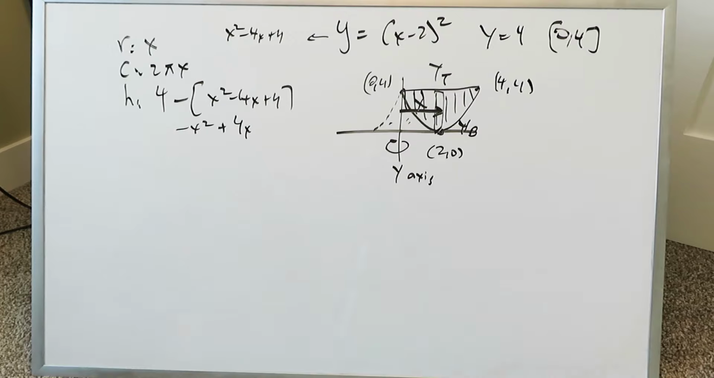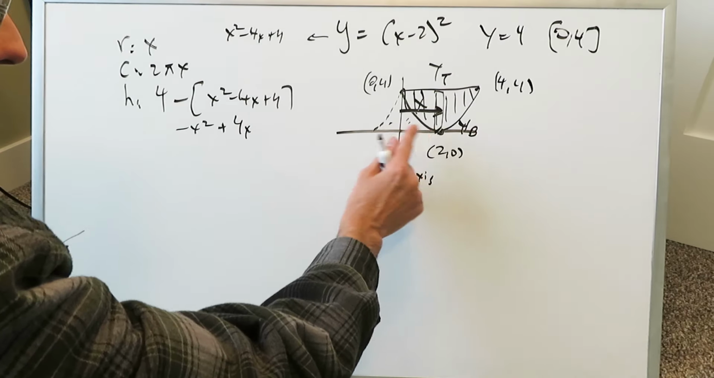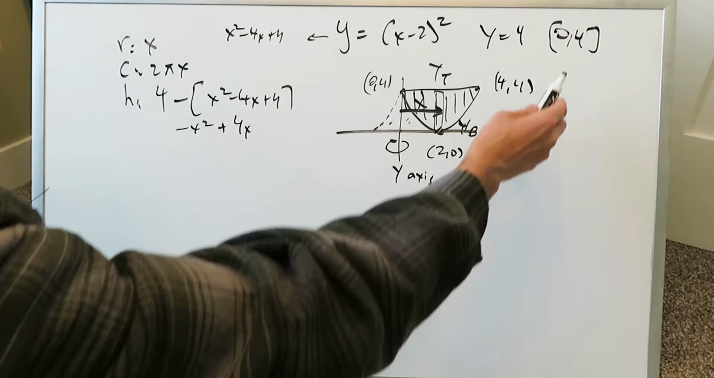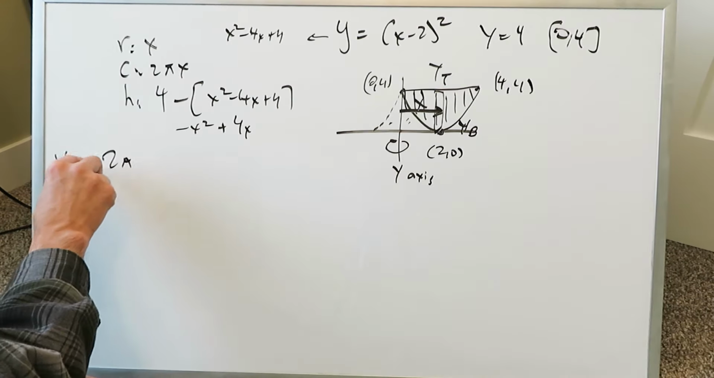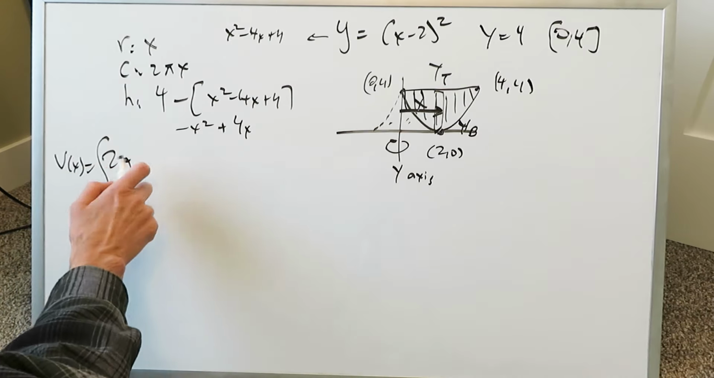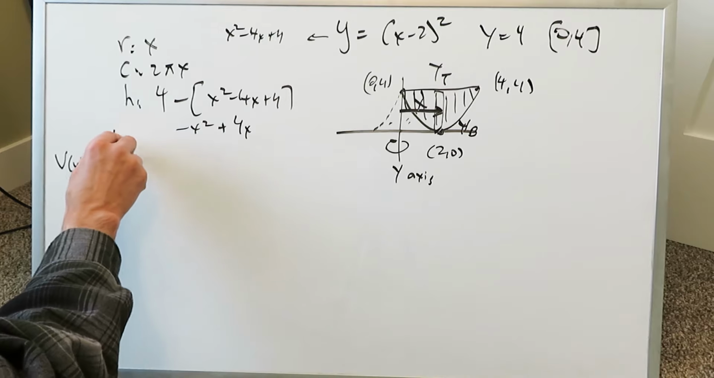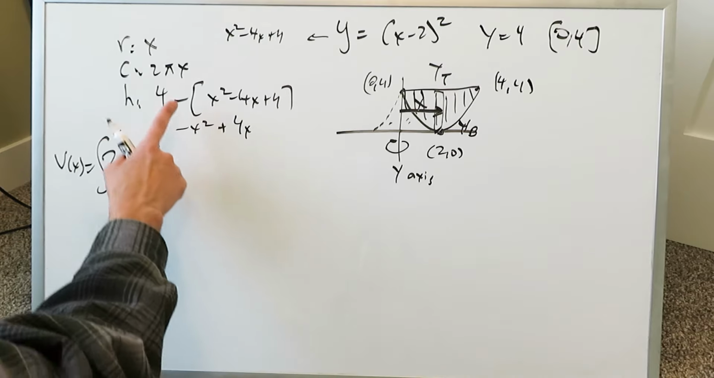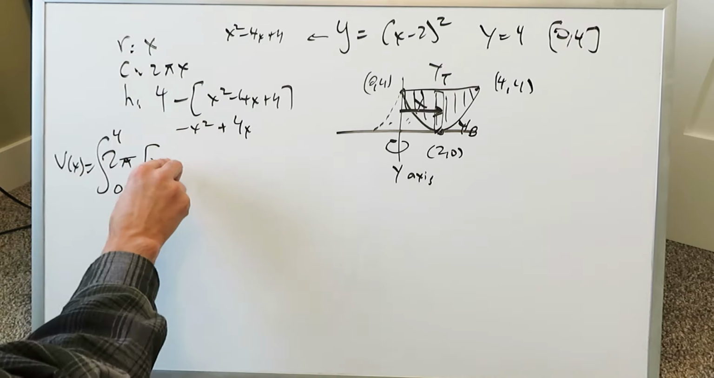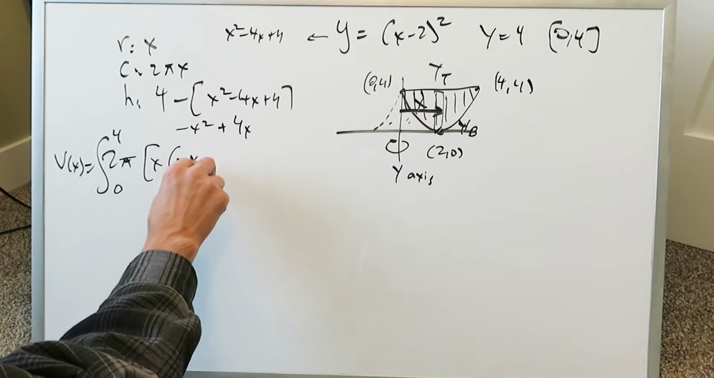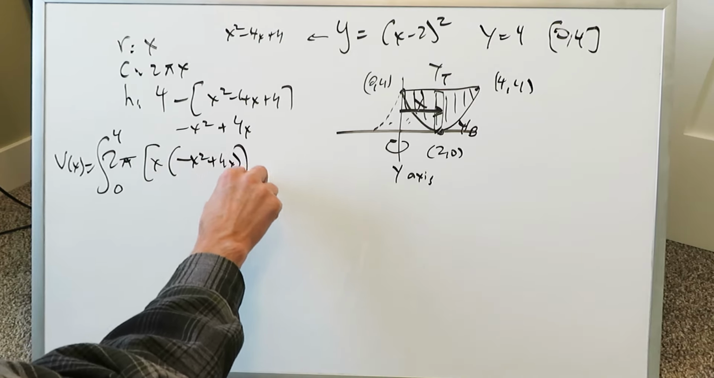You will integrate everything here with regards to the x-axis, over the interval 0 to 4. Volume with regards to x: 2 pi will get pushed out. You're looking here from 0 to 4, and then you have your radius component and your height component multiplying with each other: minus x squared plus 4x dx.